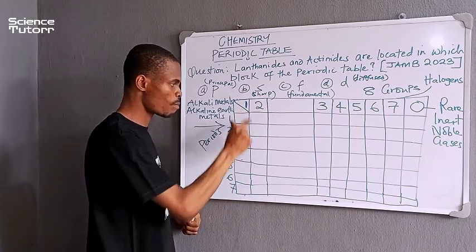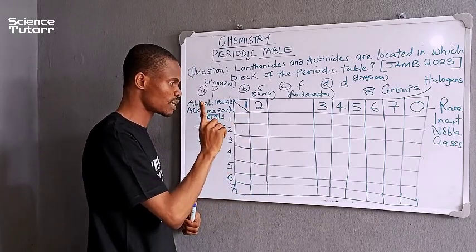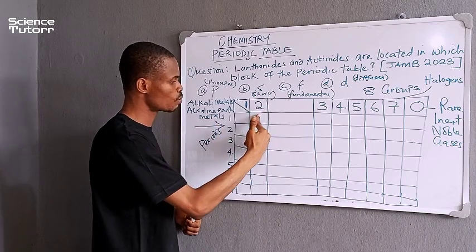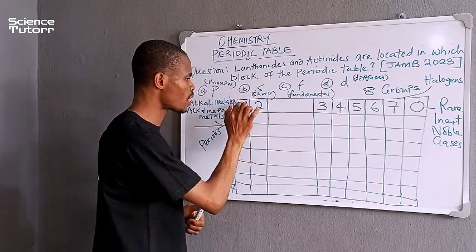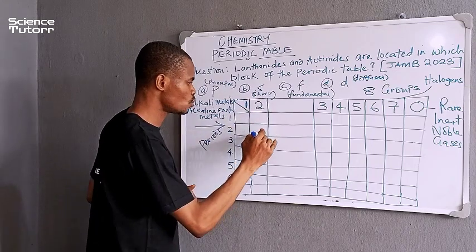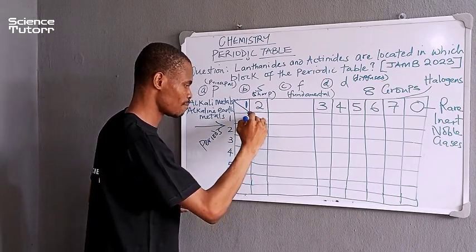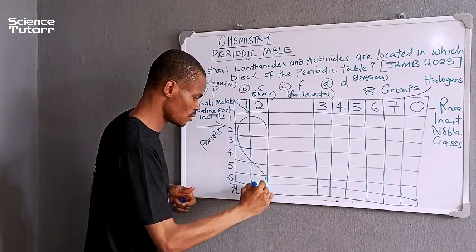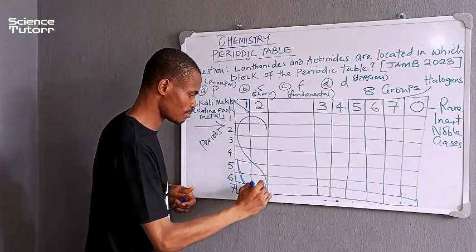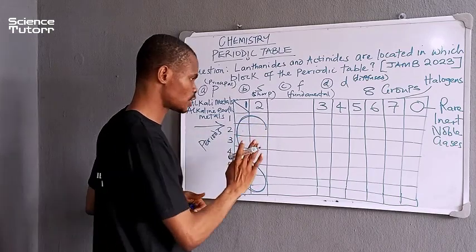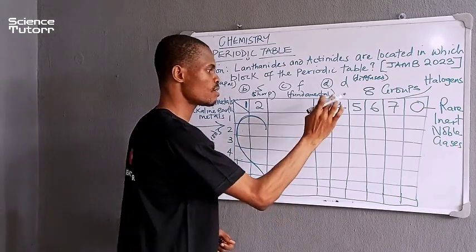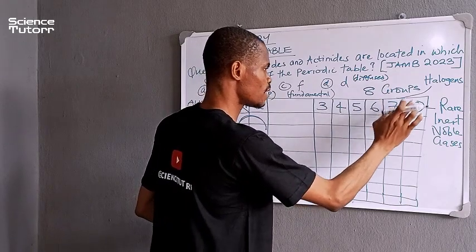Now, the group 1 and 2 elements are metals in nature. Elements that occupy group 1 have 1 valence electron in the outermost shell. Group 2 have 2 valence electrons in the outermost shell. Group 1 and 2 elements are known as the S block elements. Take note.